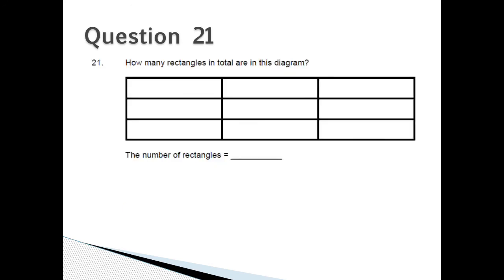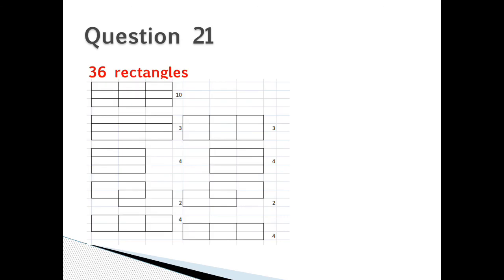How many rectangles in total are in this diagram? The number of rectangles is? There are 36 rectangles. If we take the outer shape, we end up with 10. 9 in the middle and 1 big around. If you take them straight across, you have another 3. If you break them up into 3 pieces, you can see another 3.